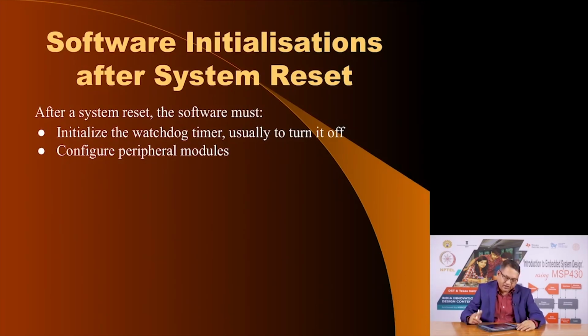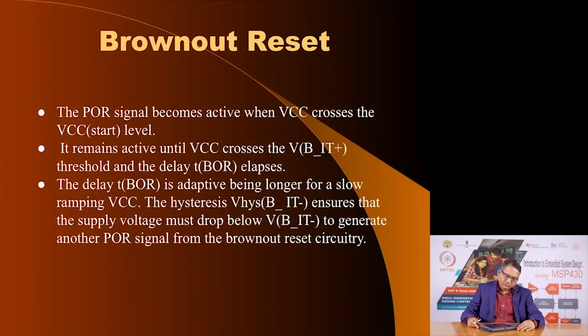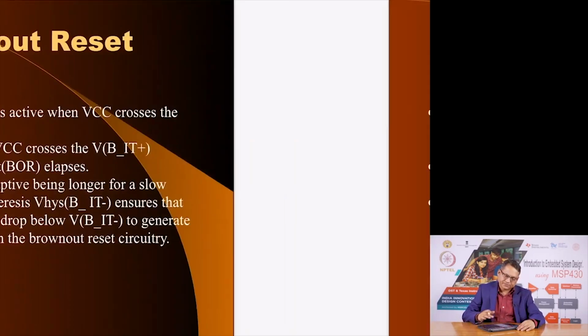After the system reset, if you wish, you must initialize the watchdog timer, and usually you turn it off, and you must configure the peripheral modules. That is the responsibility of the program. This indicates brownout reset: if the voltage falls below a certain level here, the system is reset. Only when the voltage exceeds this can the system start working. Please go through this slide to understand how brownout reset works.